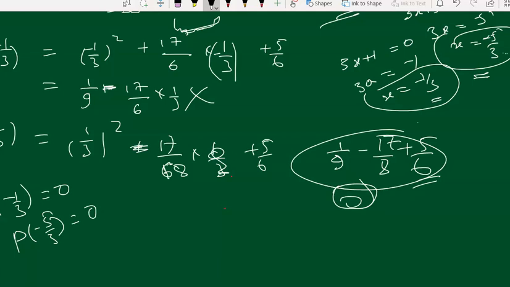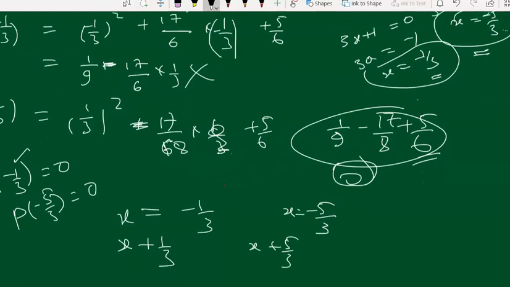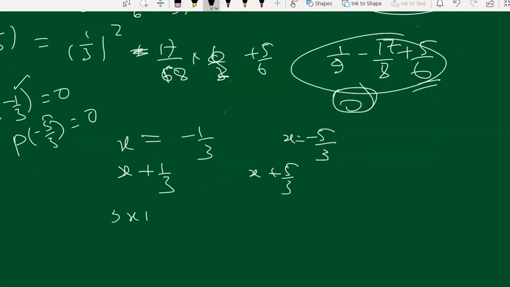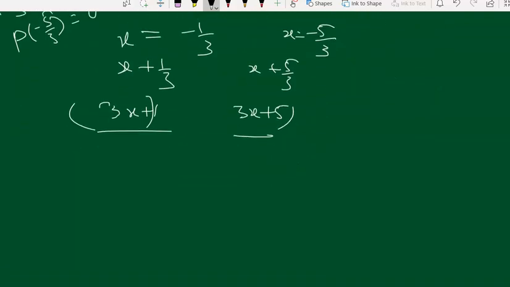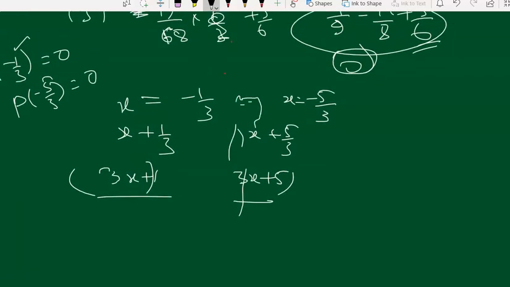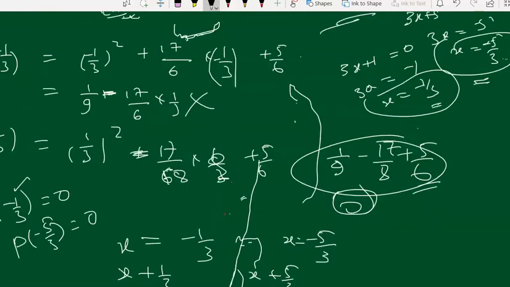Okay, so how can you write this in the factor form? These are the values of x. x is equal to minus 1 by 3, and here x is equal to minus 5 by 3. We have got 2. If I take this one towards here, x plus 1 by 3 I will get. If I take this towards here, x plus 5 by 3 I will get. If you take LCM here, you will get 3x plus 1, and if you take LCM here, you will get 3x plus 5. So now this whole polynomial I can write in this form. See, whatever we have got in the middle, the same thing we are getting with the factor terms.